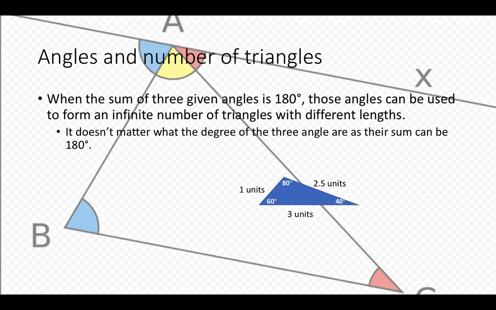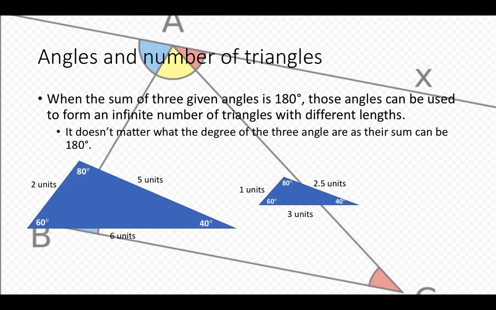So the first thing I can do is I can make it larger. So you notice that the lengths of the sides have gotten bigger. So this one was 1, it went to 2. This was 2.5, it went to 5. This was 3, it went to 6. So the length of the sides all doubled, but the measurement of the angles stayed the same.